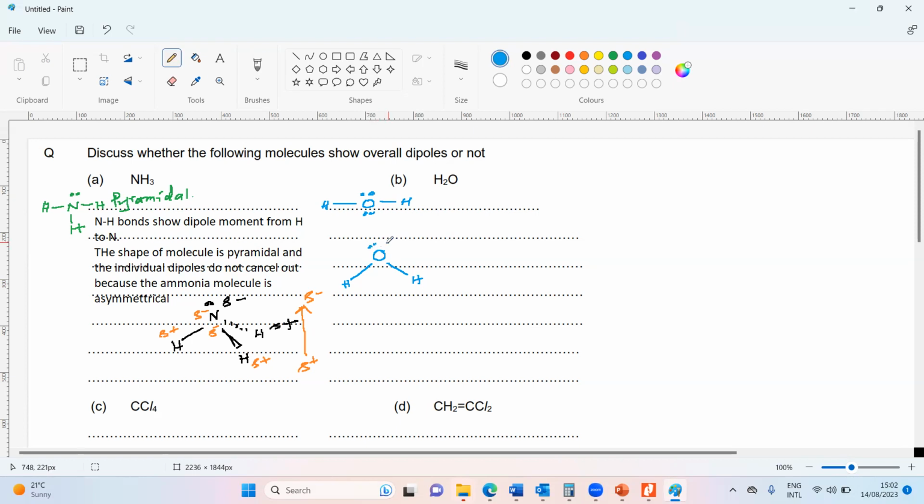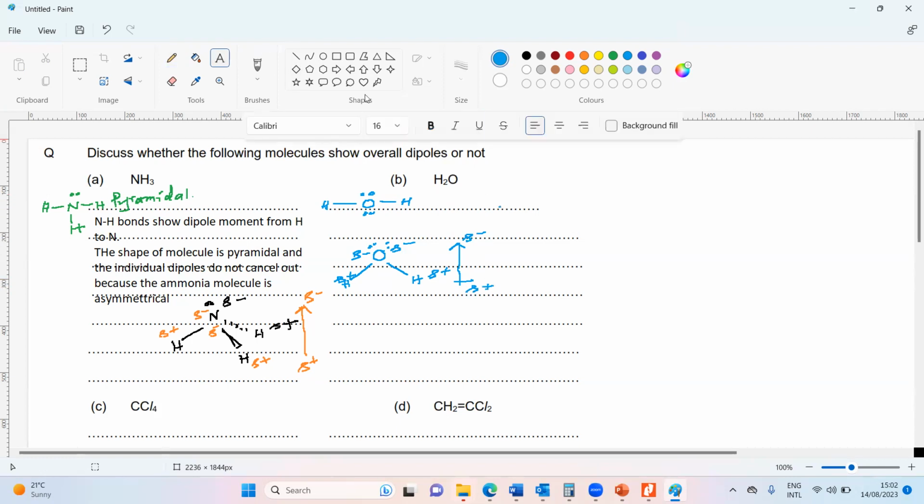Lone pairs here, lone pair here. And there is delta negative, delta positive charge separation between oxygen and hydrogen. On the other side, also delta negative, delta positive. So there's an overall dipole from hydrogen to oxygen. Delta negative, delta positive. So we can write the answer over here.